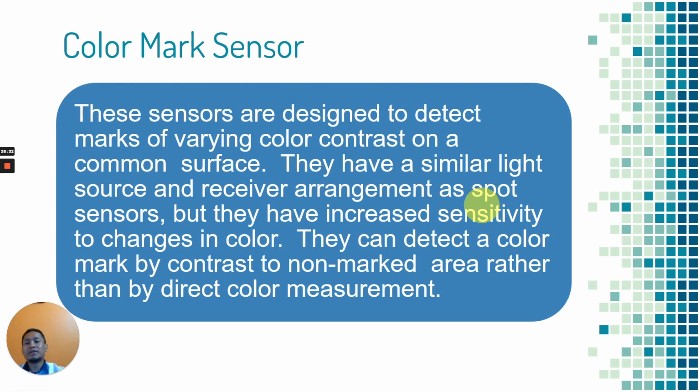Another sensor is the color mark sensor. These sensors are designed to detect a mark of varying color contrast on a common surface. We can use this for detecting a different color. They have a similar light source and receiver arrangement as the spot sensor, but they have increased sensitivity to changes in color. They can differentiate between these two colors. They can detect a color mark by contrast to the non-mark area rather than by direct color measurement.